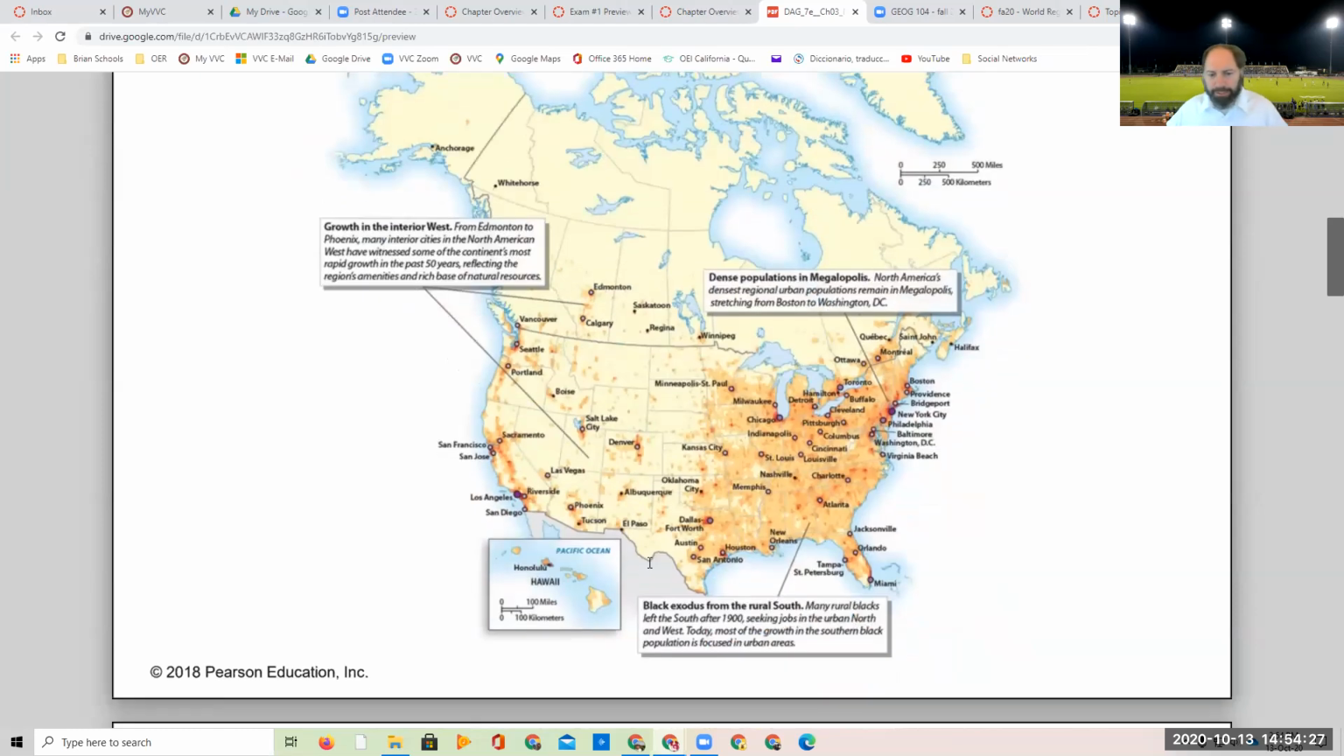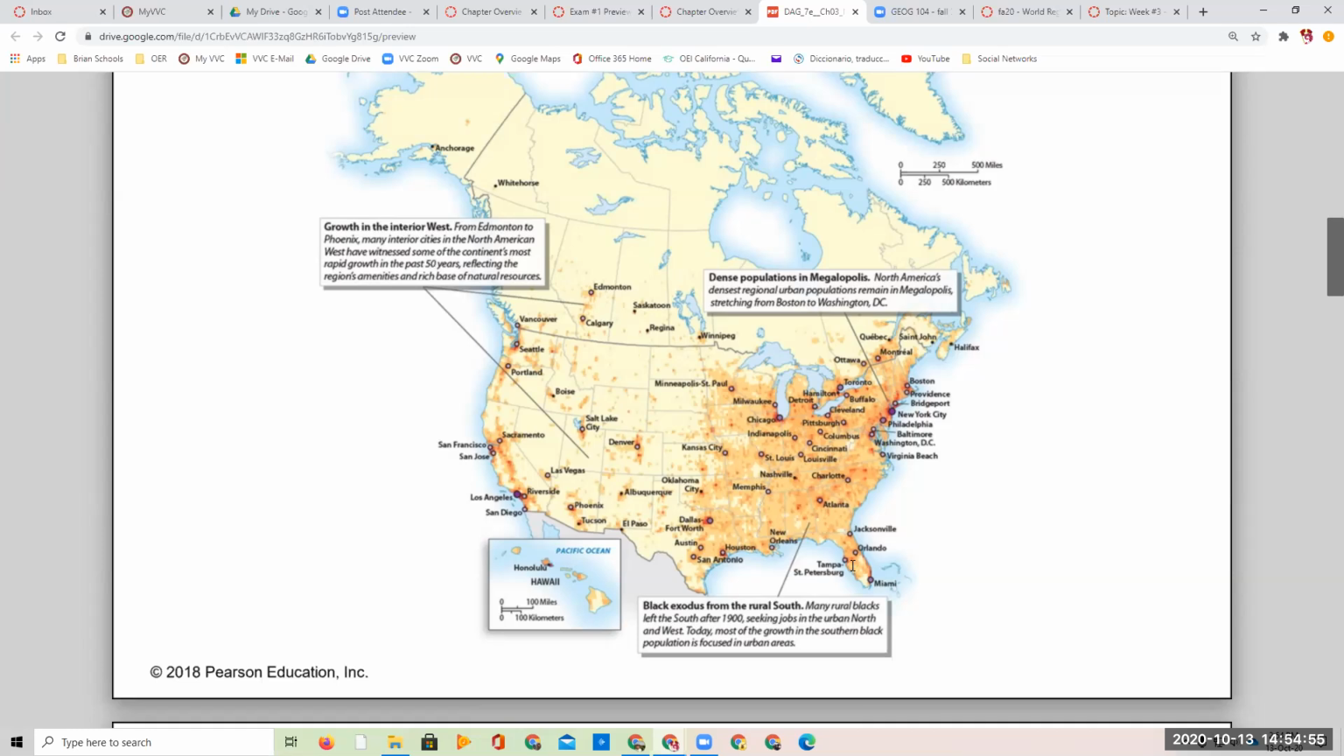And notice Mexico is not included in this North America. Anyone want to talk about why? Why is Mexico not in this chapter? Okay. Which part of the world do you think Mexico would be included in if it's not in North America?